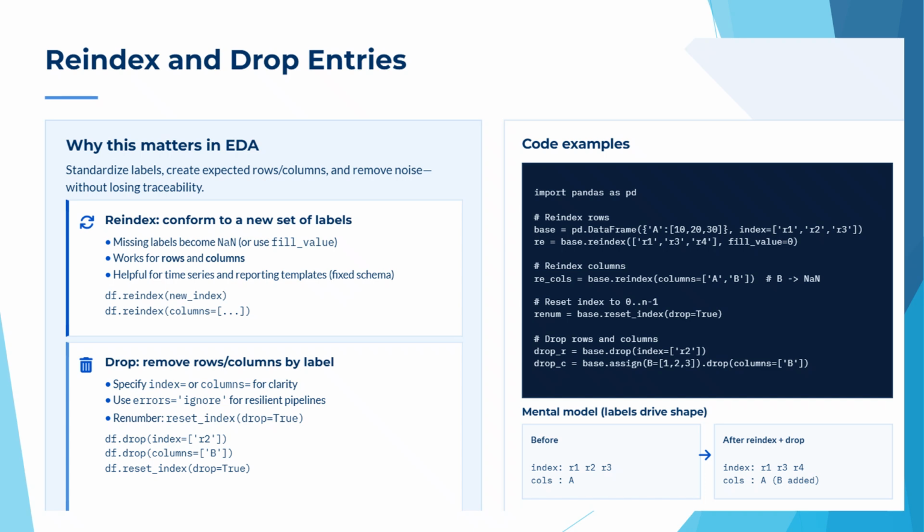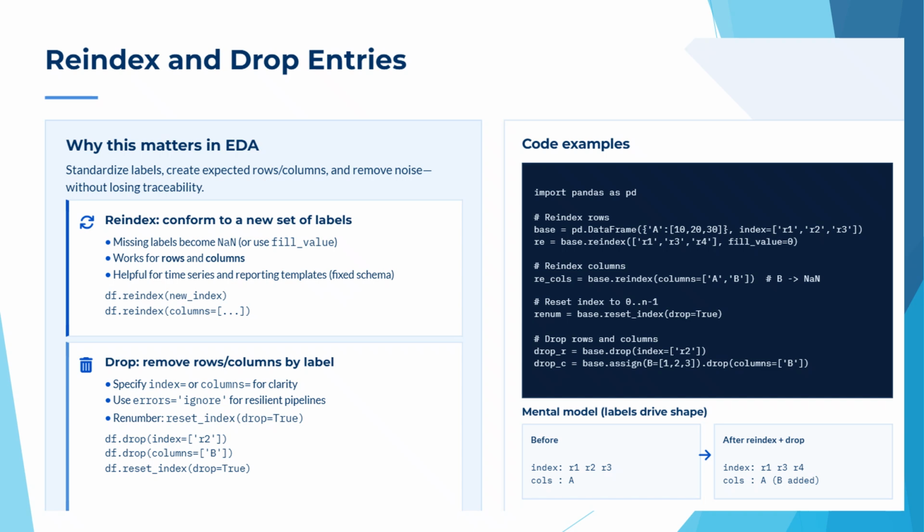Why this matters in EDA? Reindexing and dropping entries are essential operations in exploratory data analysis because they help in organizing data into a consistent and meaningful structure. During analysis, datasets often contain missing labels, extra entries, or inconsistent ordering, which can affect results and interpretation. Reindexing allows us to standardize labels to ensure that expected rows and columns are present even if some values are missing.